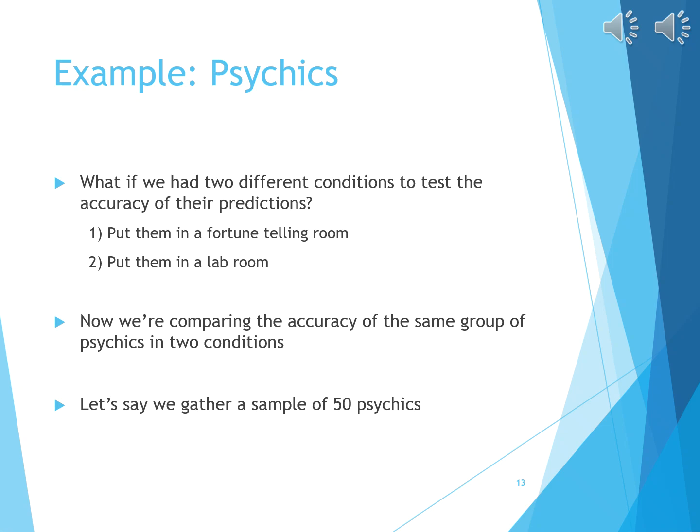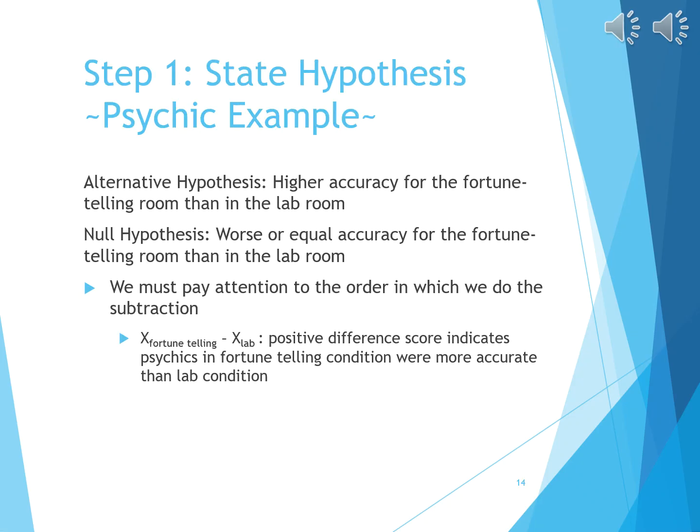Let's set up our hypotheses. So as always, step 1 in the hypothesis testing procedure is to state our hypotheses. Our alternative hypothesis is going to be that we expect the psychics to have a higher accuracy for predicting card suits in the fortune-telling room compared to the lab room. So higher accuracy in the fortune-telling room because this is their home territory, this is where they're most comfortable, maybe they're just better in that situation. The null hypothesis, of course, is the opposite of that, so they will have equal or worse accuracy in the fortune-telling room compared to the lab room.